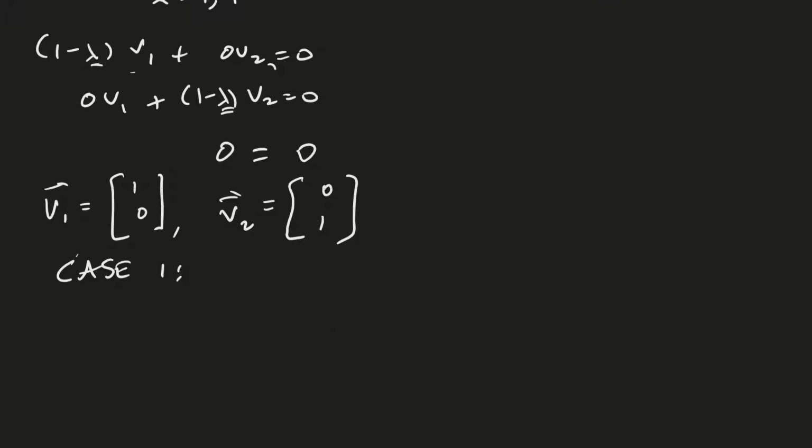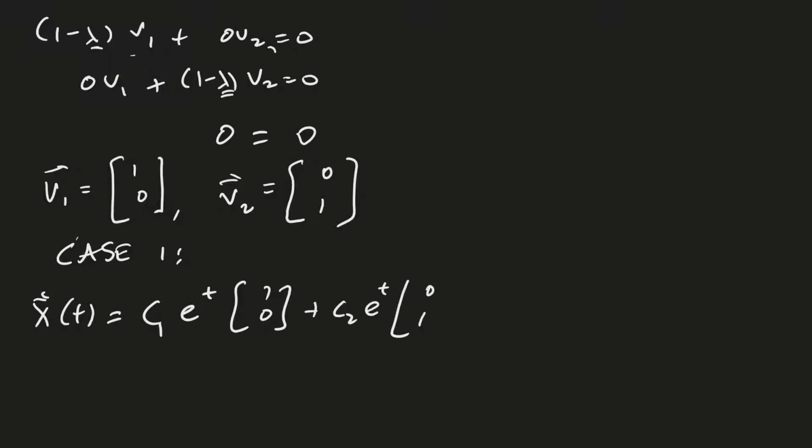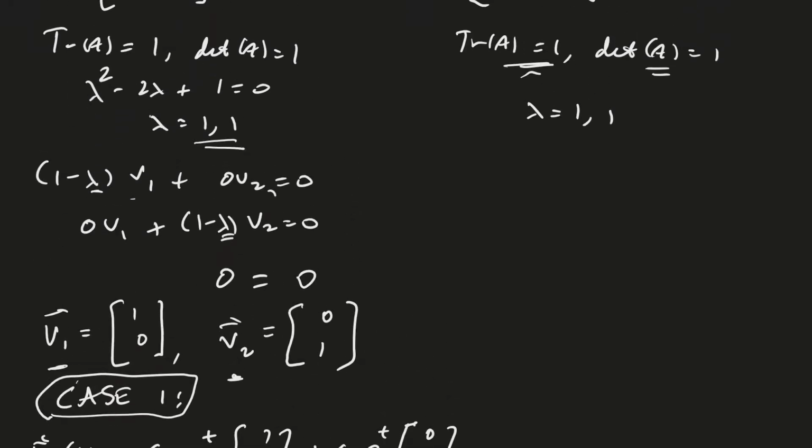That says that our solution to the system is going to be c1 e to the t times 1, 0 plus c2 e to the t times 0, 1. Okay, so this is not a special situation. If you get the same number of eigenvectors as we had eigenvalues, but that's not very common.